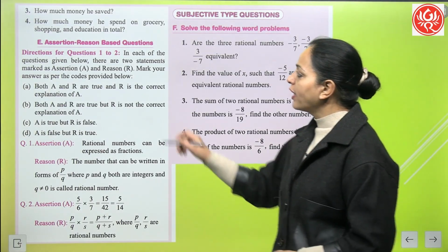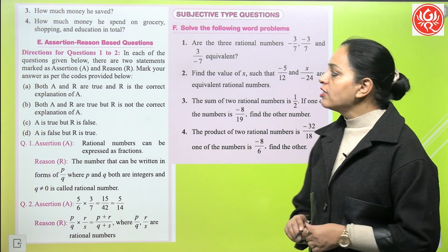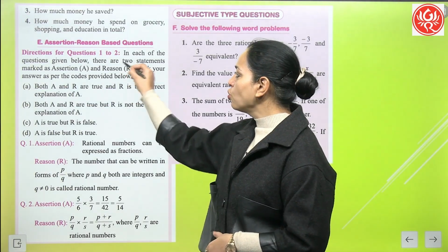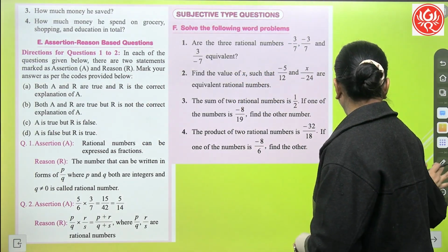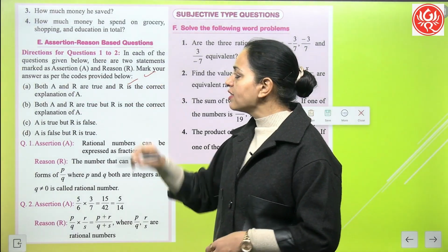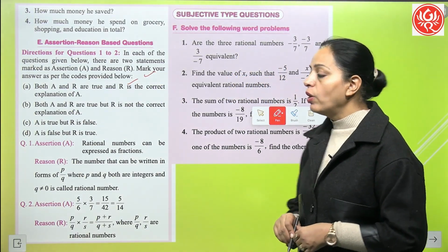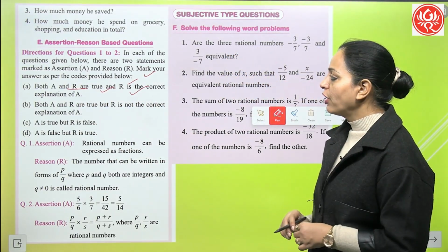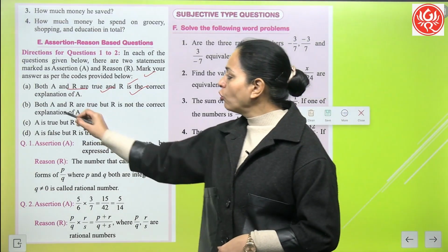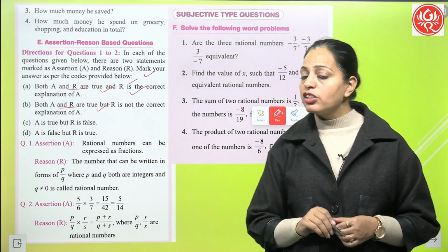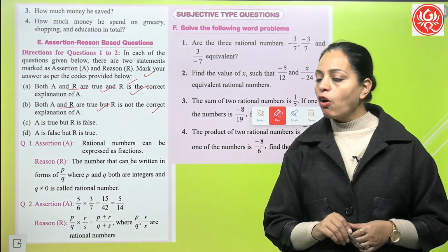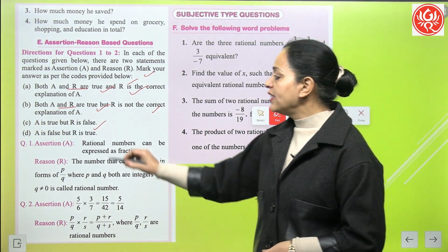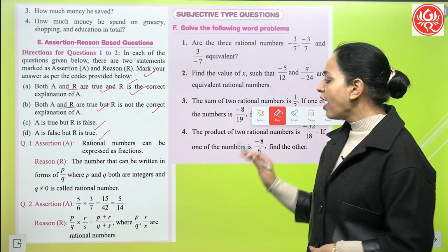Now come to E part, assertion reason based question. Directions for question 1 to 2. In each of the questions given below, there are two statements marked as assertion A and reason R. Mark your answer as per the codes provided below. A part, both A and R are true and R is the correct explanation of A. B part, both A and R are true, but R is not the correct explanation of A. C part, A is true, but R is false. And D, A is false, but R is true.